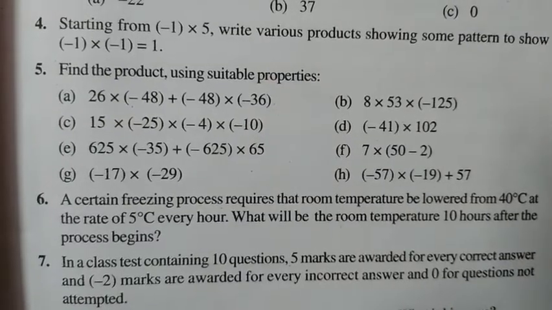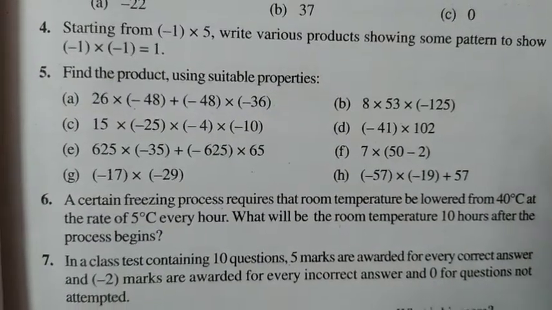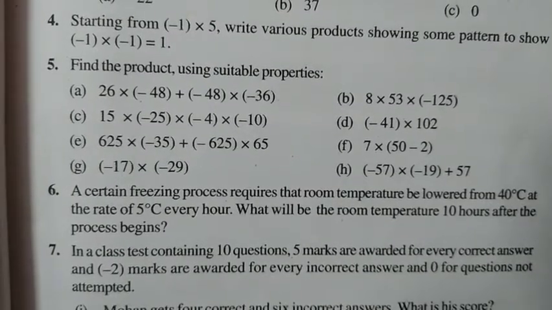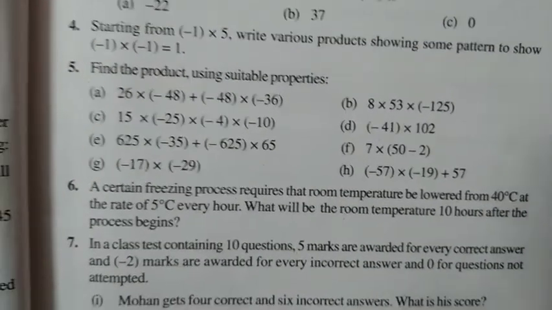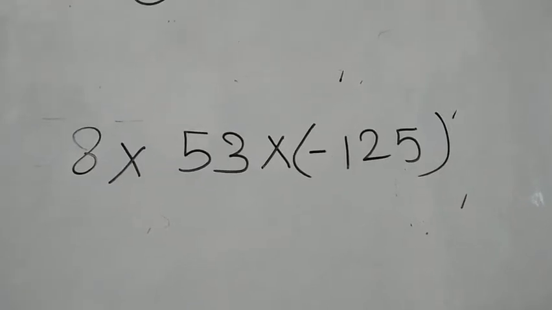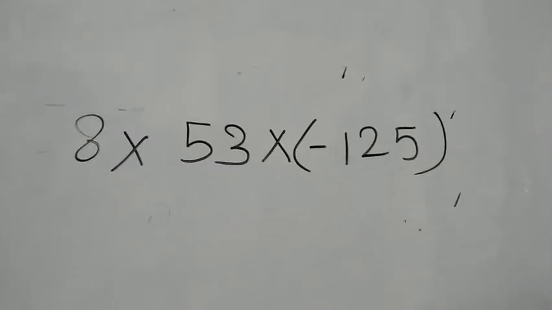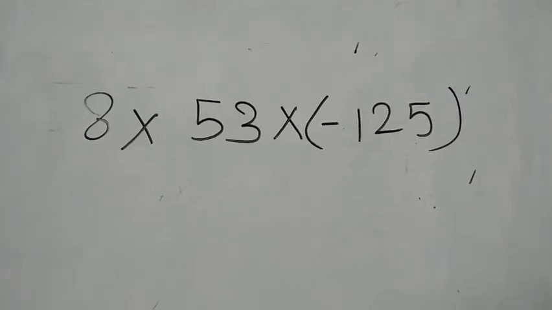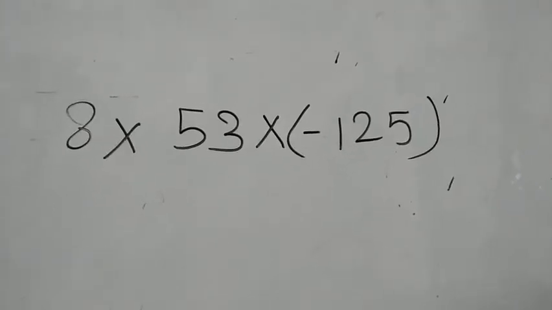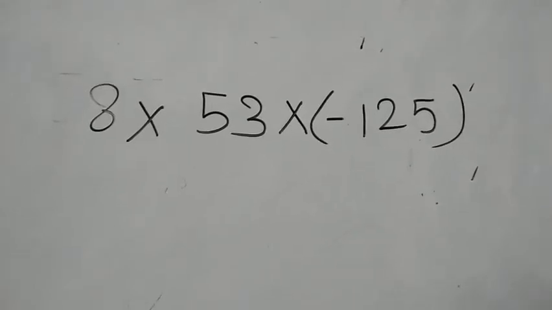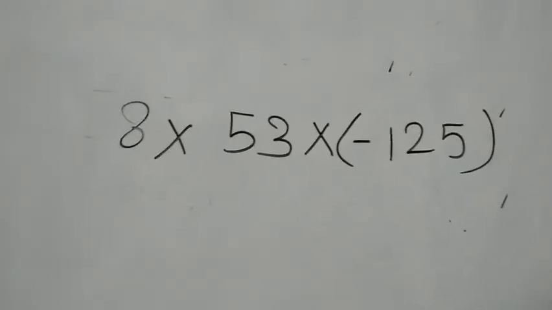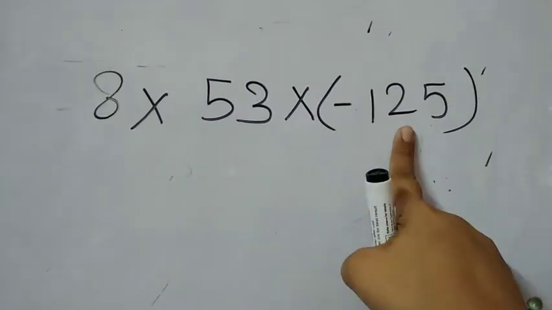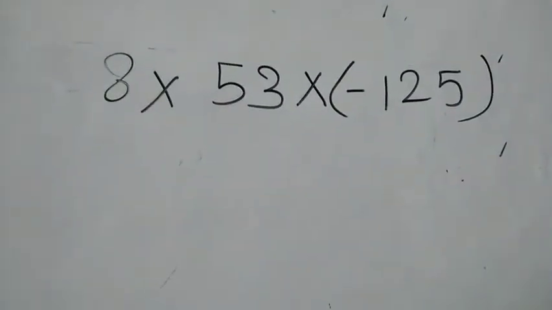Question number 5 says find the product using suitable properties. So let's solve this question using properties. Here I have taken the question 8 into 53 into minus 125. We have to use the property. So here we will use suitable rearrangement. We have to rearrange this, that means we are using the commutative property. If we multiply 8 by 125, the product becomes very easy.